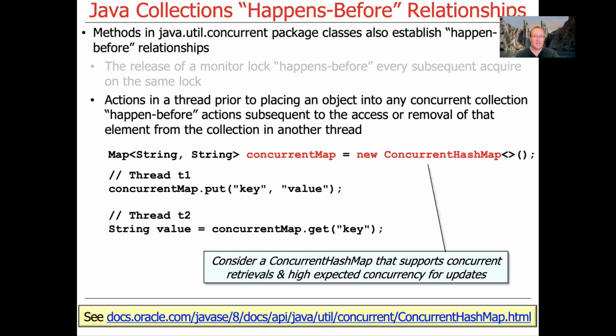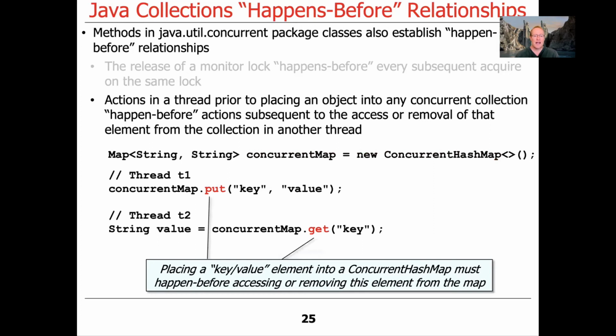So let's assume, for sake of argument, we create ourselves a concurrent hash map. And as we'll see again in an upcoming lesson, a concurrent hash map is a map that supports concurrent retrievals and very highly efficient concurrency behavior and optimizations for updates, for reads and writes, and so on. And then we have two threads, T1 and T2. In thread T1, we're going to put some value in the map under some key. And in thread T2, we're going to get the value of that key.